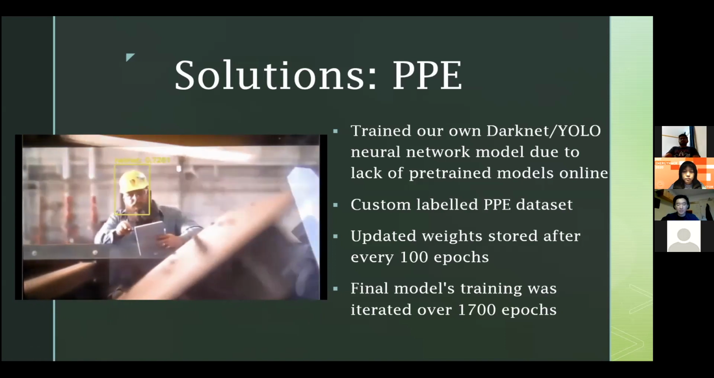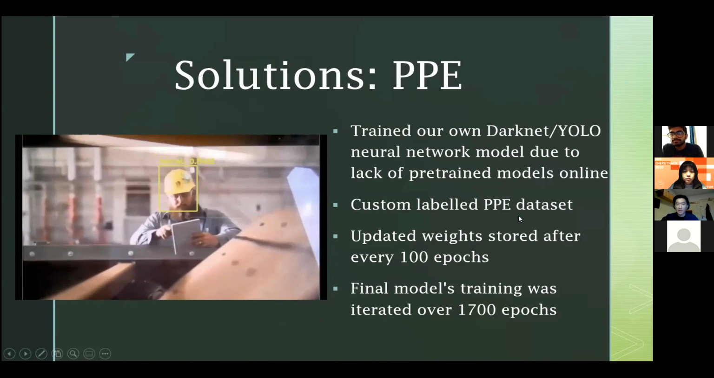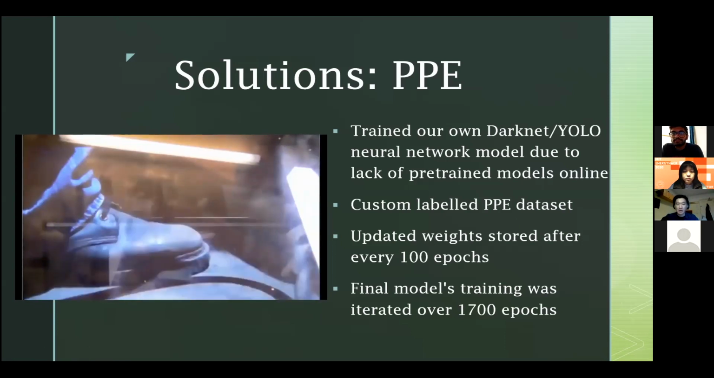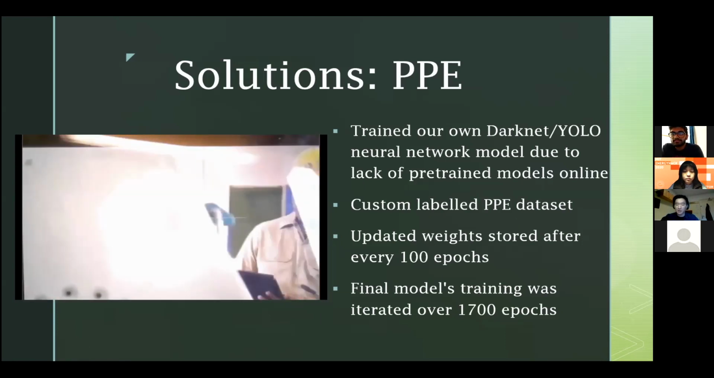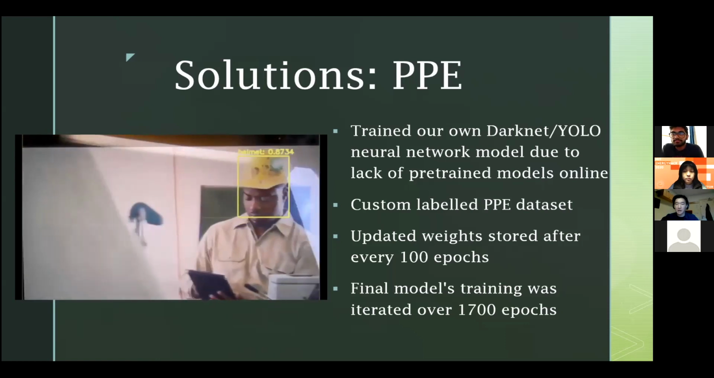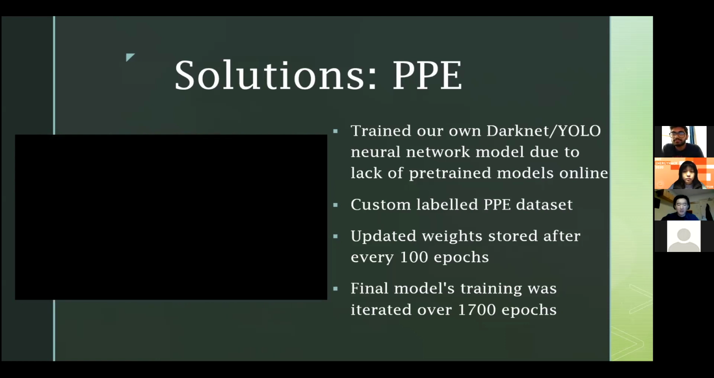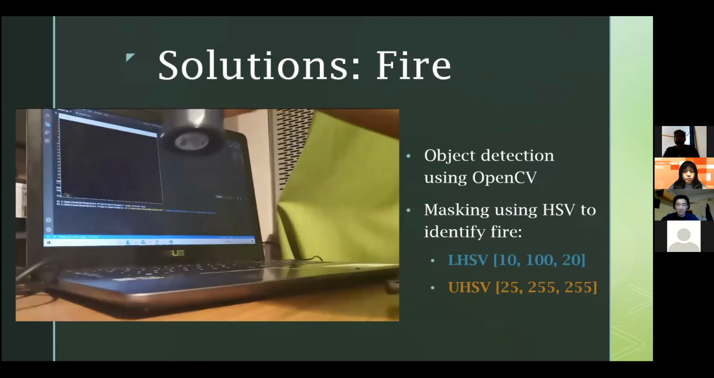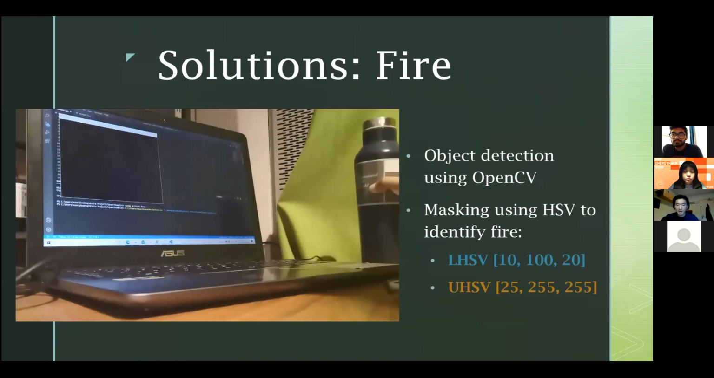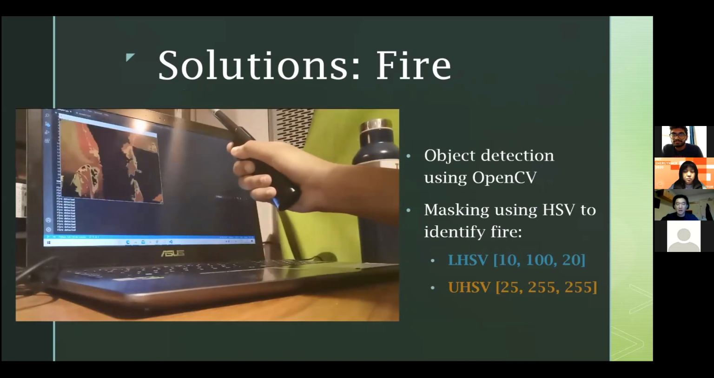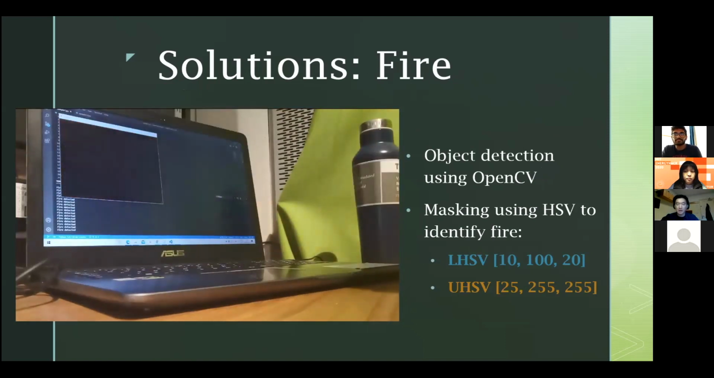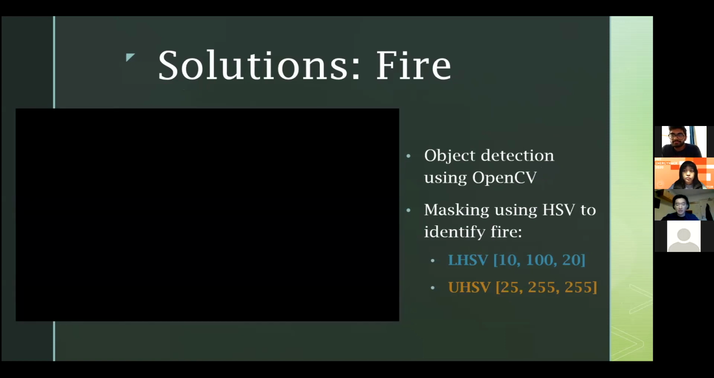The model we ended up using had a weight file that was convoluted over 1,700 epochs, at which point it developed a frame-to-frame average confidence of helmet and vest detection of around 90%. For our fire detection software, we ran OpenCV APIs through Python to apply image processing on video frames. We used the HSV filter primarily to produce masks of potential fires. The bounding values are given here in blue and orange.